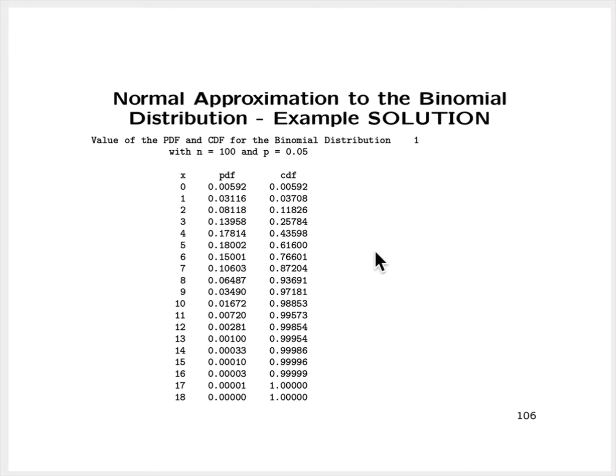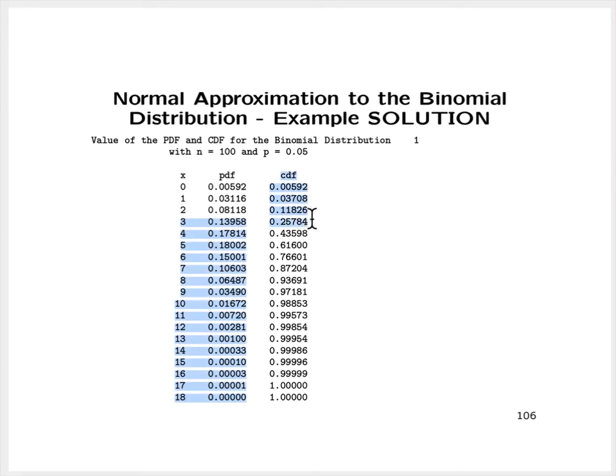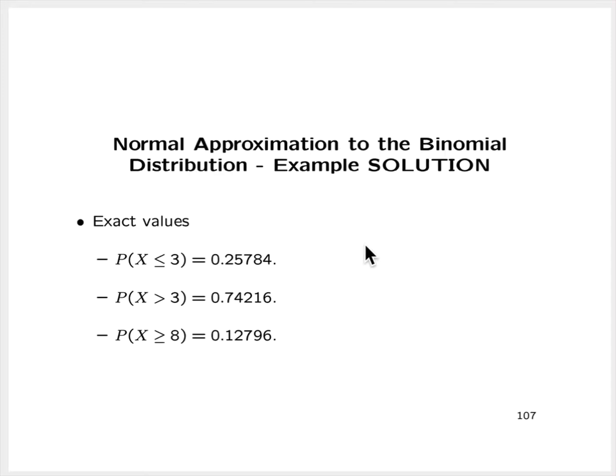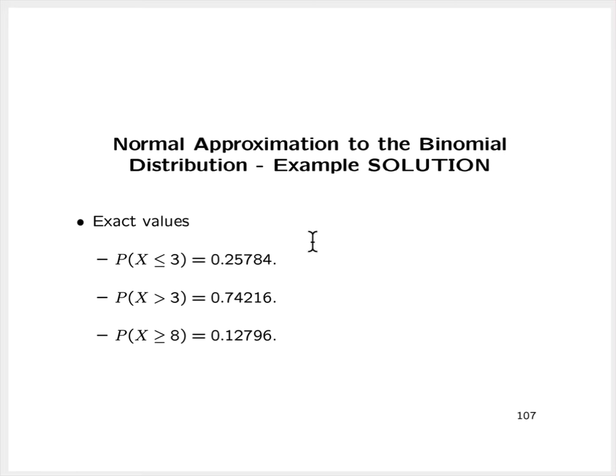And so to find the probability that X, the number of defectives in the sample, is less than or equal to 3, all we have to do is look in the row corresponding to X equal to 3, and we're looking in the column for the CDF. And so we see that this probability is 0.25784.